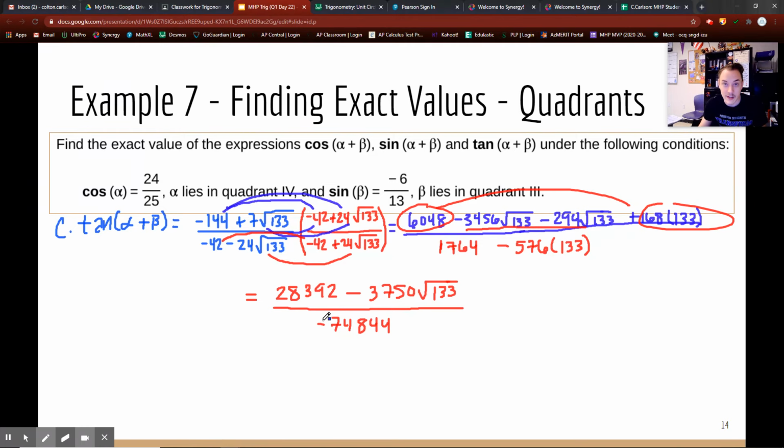Now when I get to this end, guys, what I want to do is change the signs here because I don't want the negative on the bottom. So what I want to do is actually change the signs, and that's going to be a negative and that's going to be a positive. Okay, so I do want to change the signs. I want the negative on top.